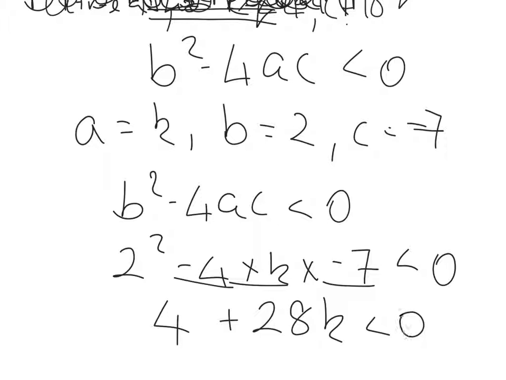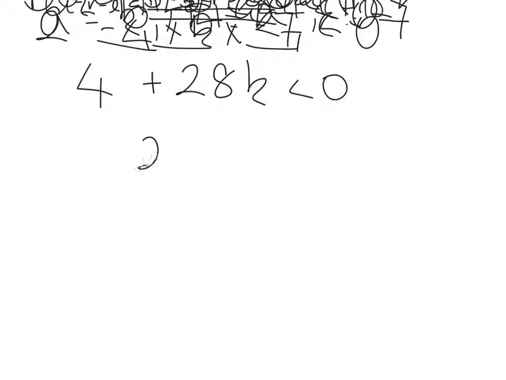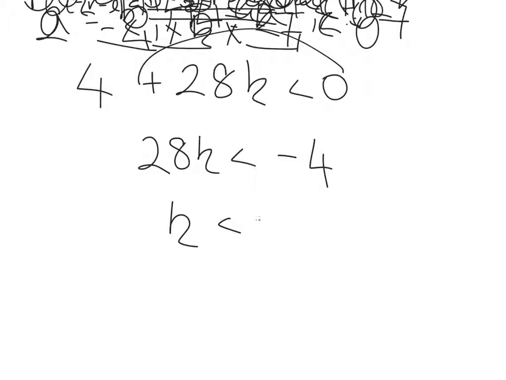It's less than 0. I've then got the 28k will be less than minus 4 by bringing that across. K will be less than minus 4 over 28. I can then divide top and bottom by 4, and that will be k is less than minus 1 over 7.